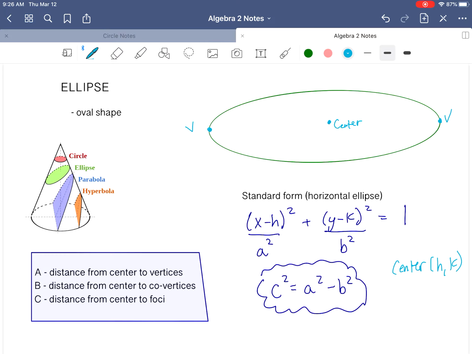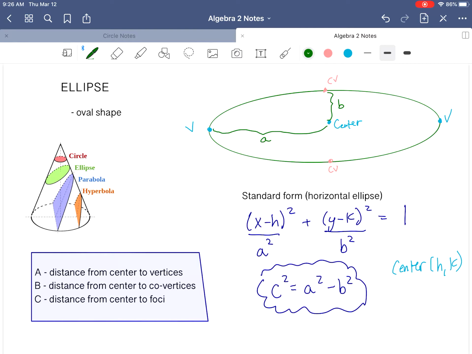The b value is going to be from the center to what we call our co-vertices, and these are the points that are on the other sides of the ellipse. So they're going to go, in this case, up and down, and I abbreviate these with CV for co-vertex. Okay, so we have 4 points that we have to create the oval shape, our 2 vertices and our 2 co-vertices. So a and b are just numbers. That's the distances between them. So if you want to label this in your picture, that distance is a and this distance is b.